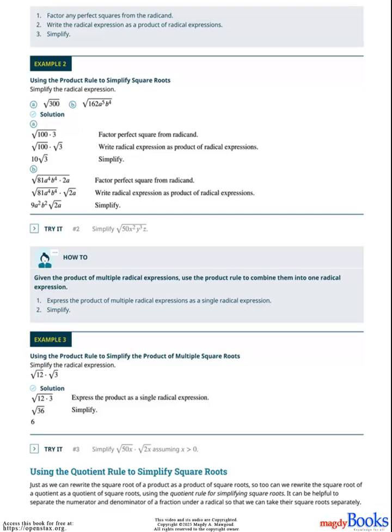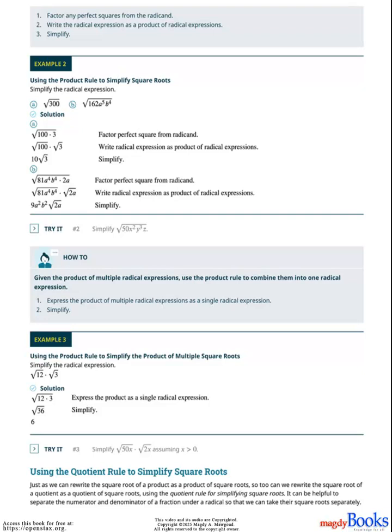Simplify. B. Square root of 81a to the power of 4, b to the power of 4, times 2a. Factor perfect square from radicand. Square root of 81a to the power of 4, b to the power of 4, times square root of 2a. Write radical expression as product of radical expressions. 9 a squared b squared square root of 2a. Simplify. Try it number 2. Simplify the square root of 50 x squared y cubed z.